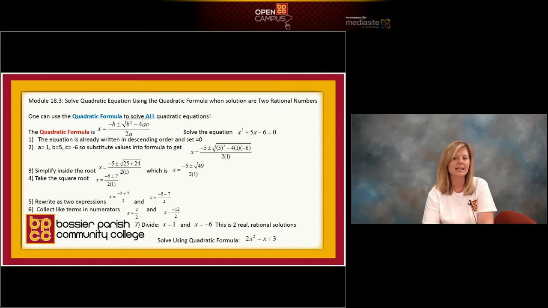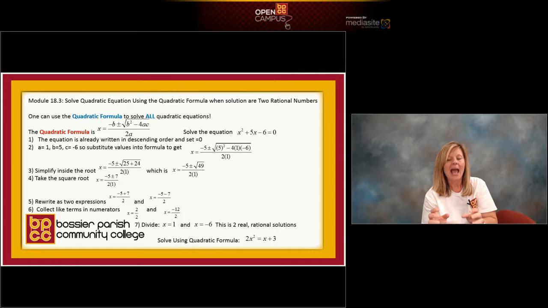So I write x equals negative 5 plus or minus. Inside the square root, 25 plus 24 is 49. All over 2 times 1. So that was step 3. You work inside the square root and get it down to one number. Now that it's one number, you take the square root of it. And we all know 49 is a perfect square, and we all know the square root of 49 is 7. So now I rewrite my equation as x equals negative 5 plus or minus 7 over 2 times 1.